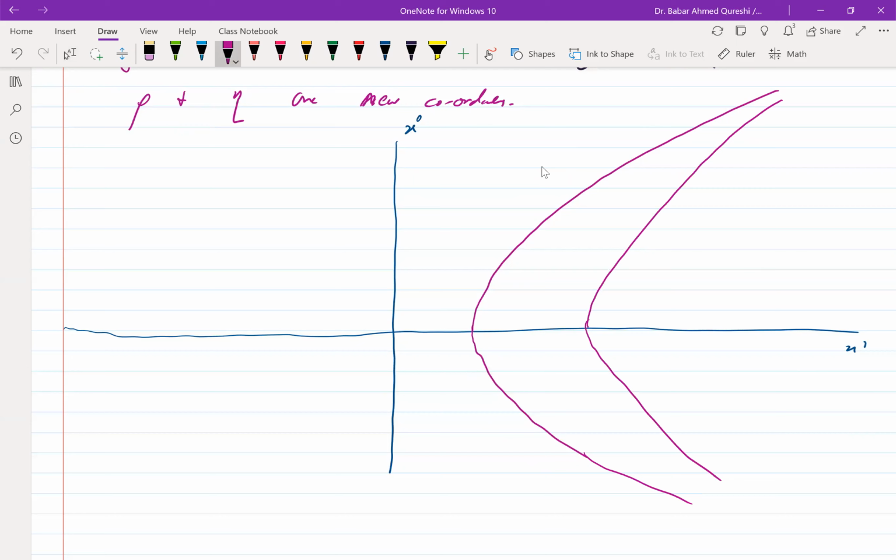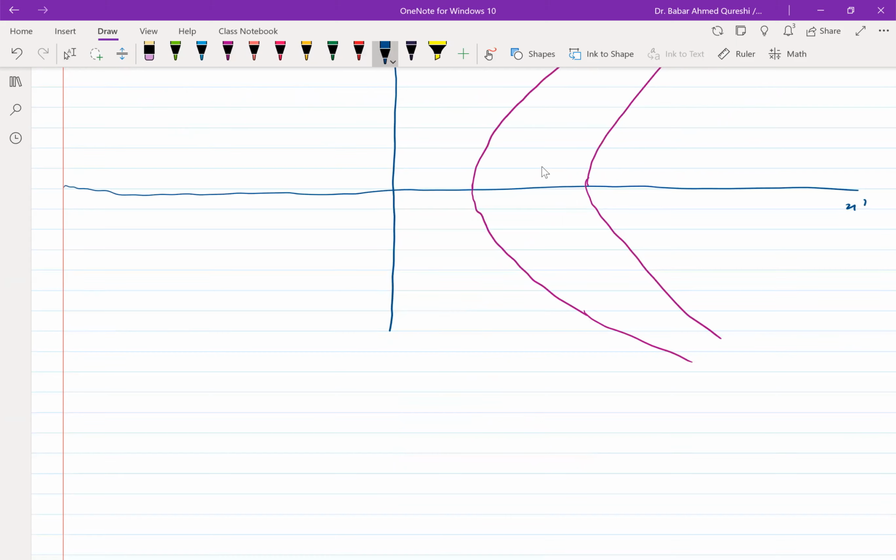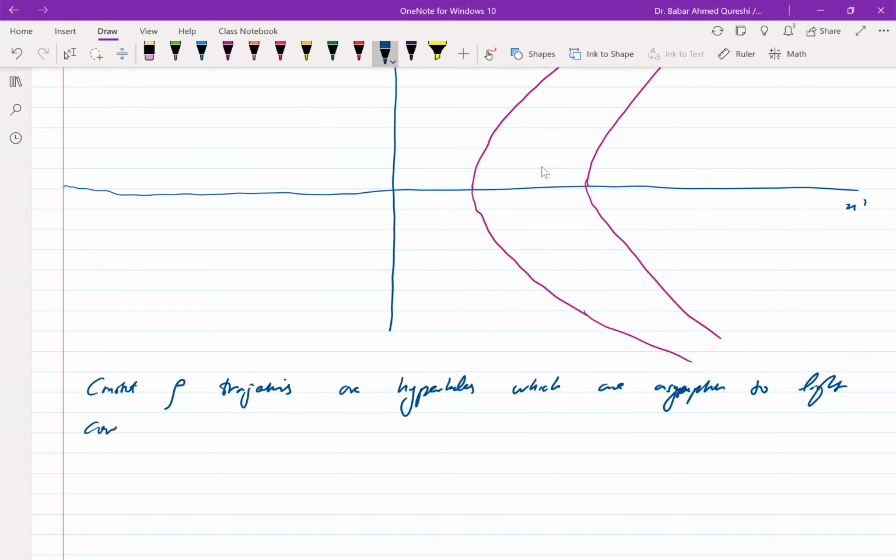Not only that, but also you can, let me write it down. Constant rho trajectories. So it's like finding what these new coordinates look like. How do you do it? You just look at their constant value trajectories. So constant rho trajectories are hyperbolas which are asymptotic to the light cone from the origin.